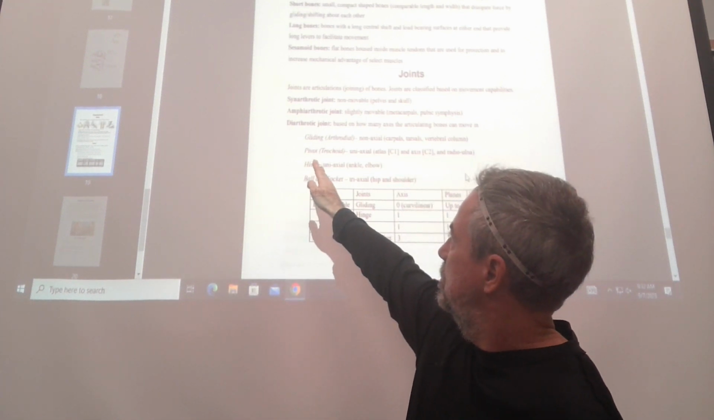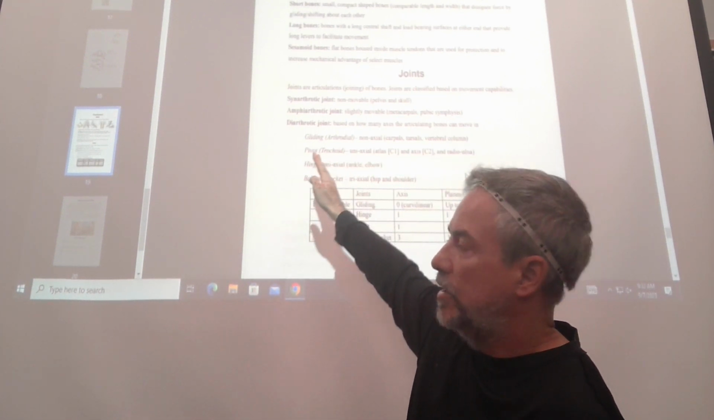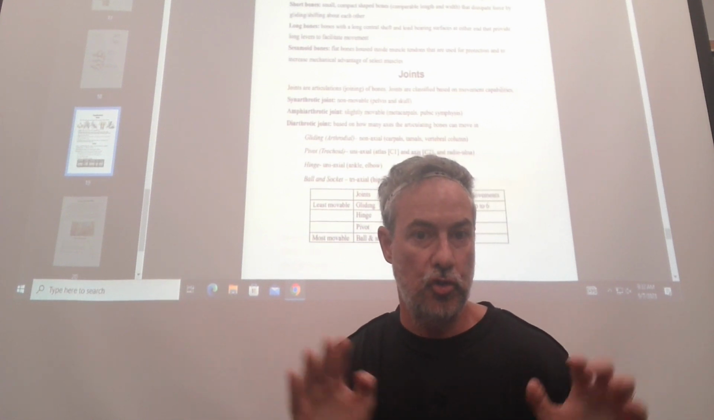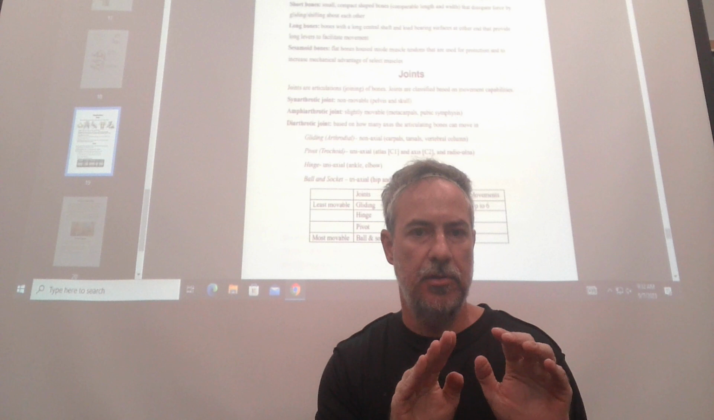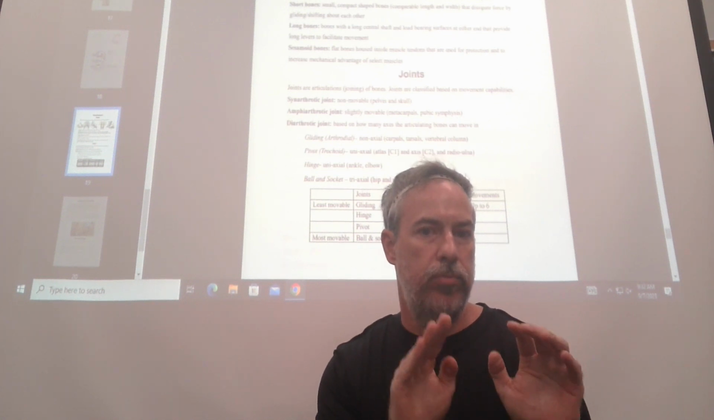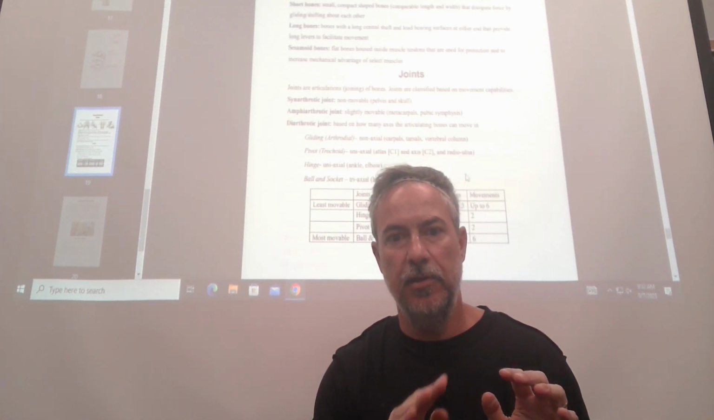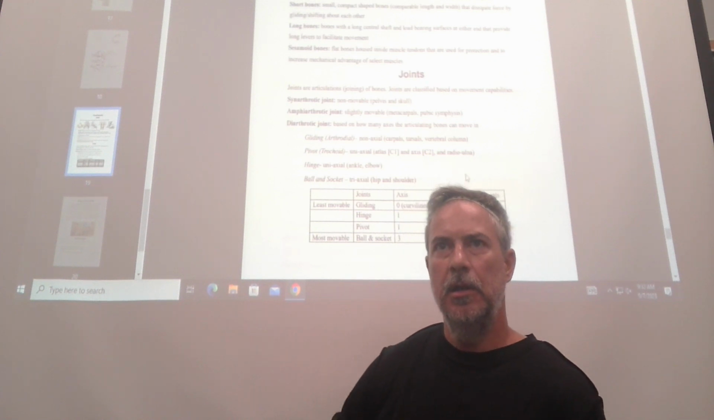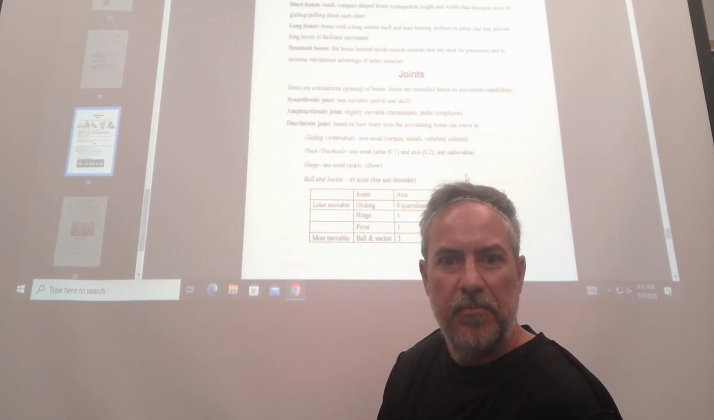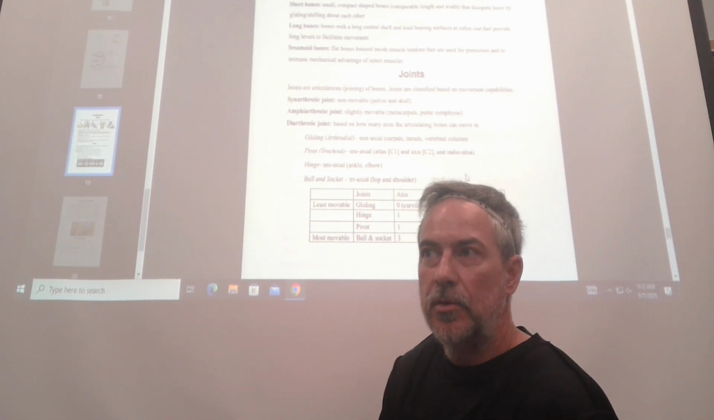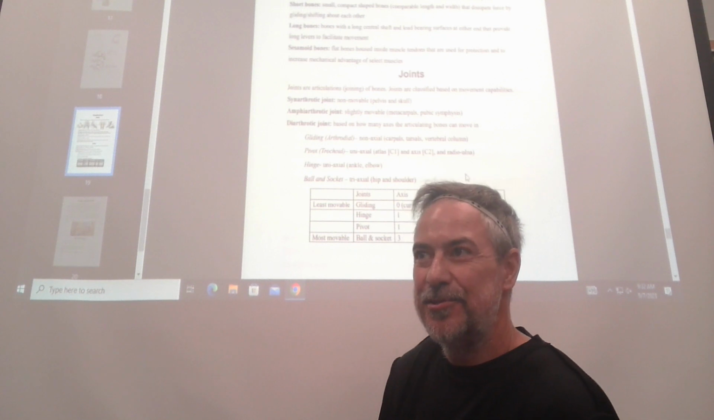So a synarthrotic, non-movable joint or articulation is a coming together of two immovable bones about each other because they've been fused. Well, why would we fuse them? Why wouldn't we just make one big bone? It's a good question. That's what I asked when I was in your position. And the answer is development.